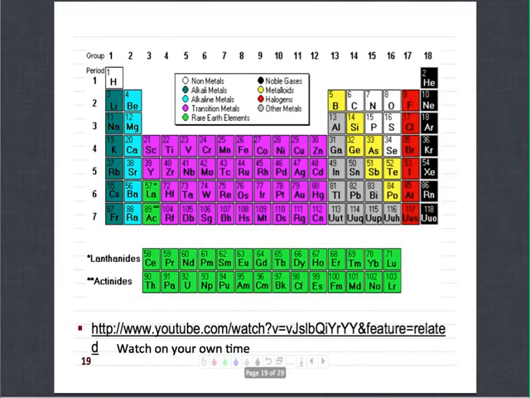Here we go. This is how violently they react with water, all of group 1. And as you see, as you go down the group, they react more violently with water. So these are called the alkali metals. Group 1 is called the alkali metals. Then we have the alkaline earth metals, which is group 2.